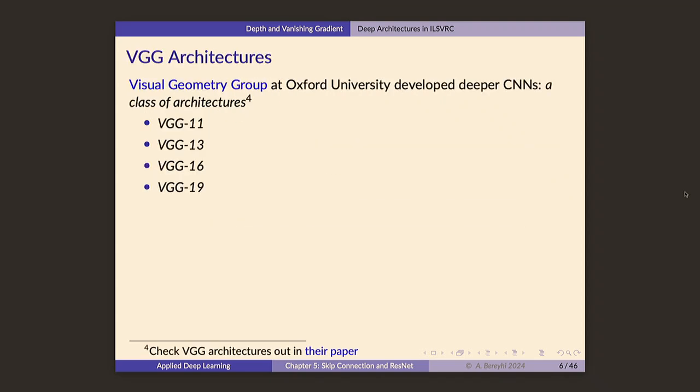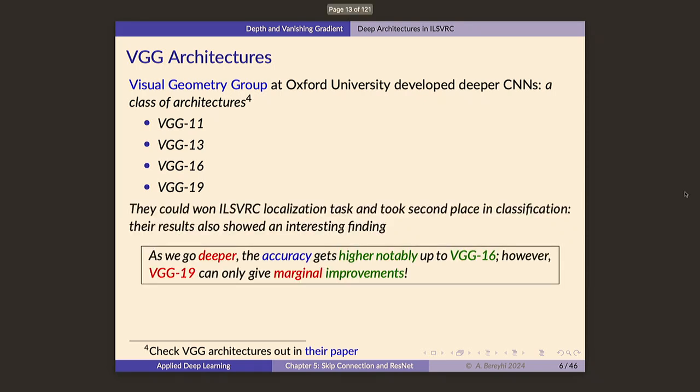And this was the point at which the next winner came, which was the VGG architecture by the Visual Geometry Group at Oxford University. So they came up with this different architecture. We saw VGG 16, and they started with VGG 11, 13, 16, and 19. Each of them was deeper than the other one, and they trained all of them for the challenge. They won the challenge in some tasks, but they had one very interesting observation.